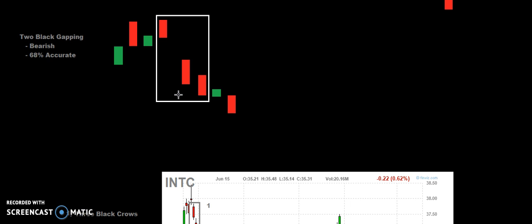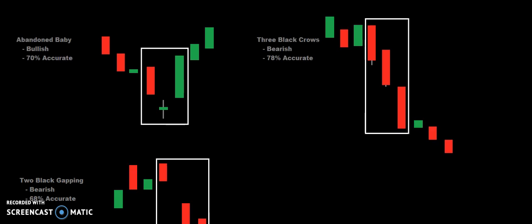But often when the stock gaps down, people will buy while the price is low in order to continue taking advantage of the low prices. Instead, in a 2 black gapping pattern, we see the stock price drop, and there's nobody underneath it that's buoying it up. Nobody's holding it, nobody's buying it. Instead, the stock price keeps dropping. So if you see 3 straight days of this on substantial volume, then the price is likely to continue dropping. 68% accurate.